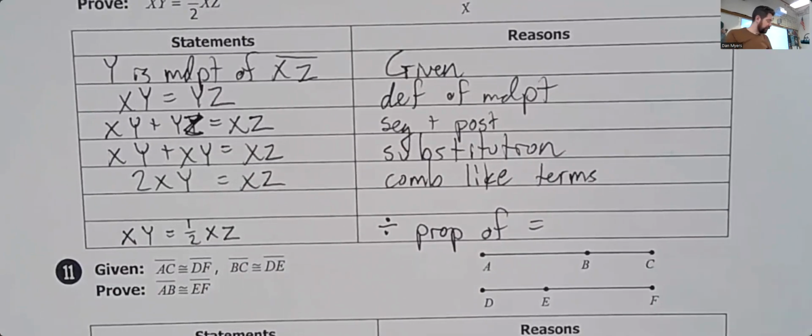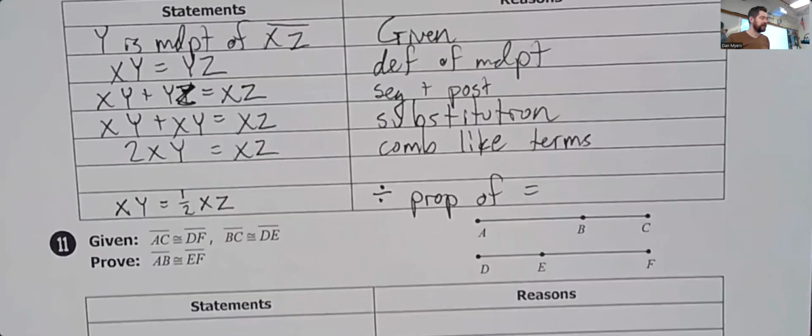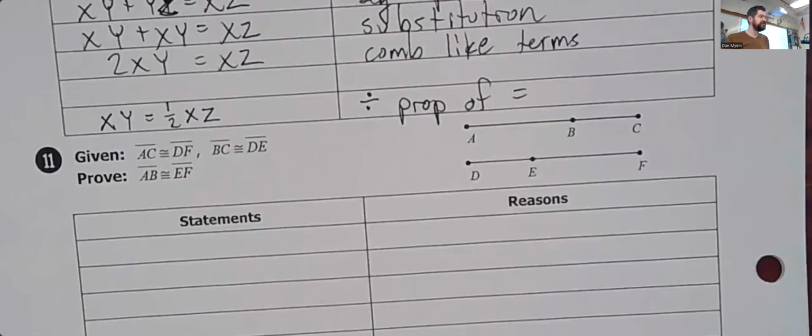All right, we got two more. Let's just do number 11 and then I'll get you your assignment, okay? Because I want to give you at least a good 15 minutes of work time.